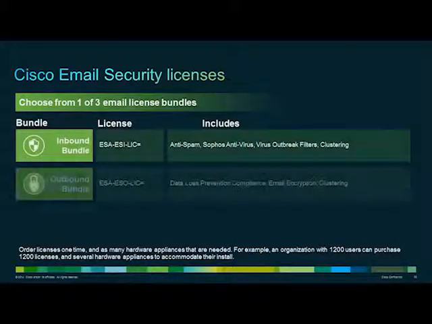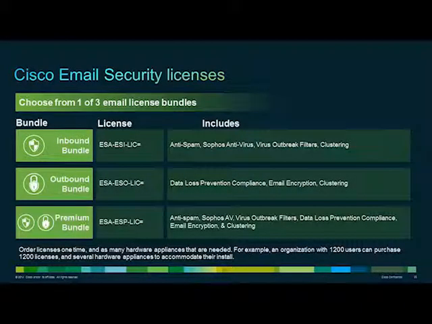The licenses available simply depend on the customer's requirement for inbound, outbound, or both. As you can see, inbound licenses include anti-spam, antivirus, outbreak filters, and clustering. Outbound licenses come with data loss prevention compliance, email encryption, and clustering. Premium licenses include both inbound and outbound solutions.